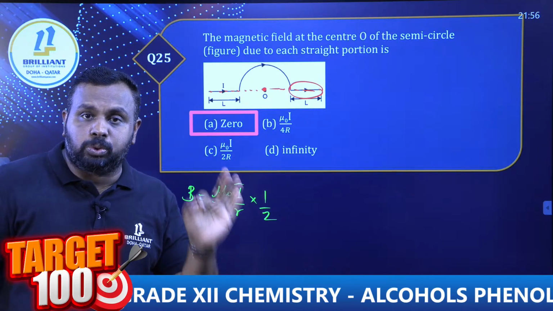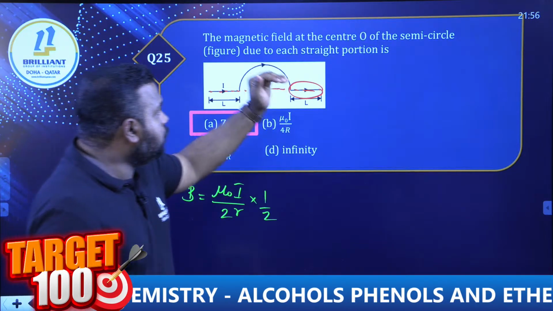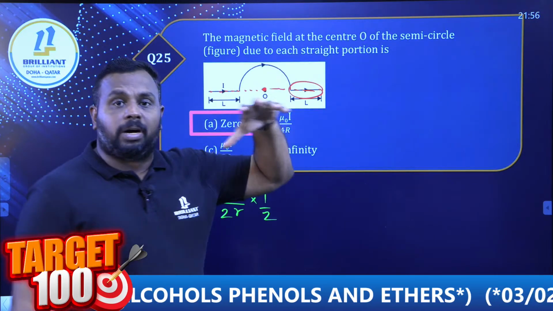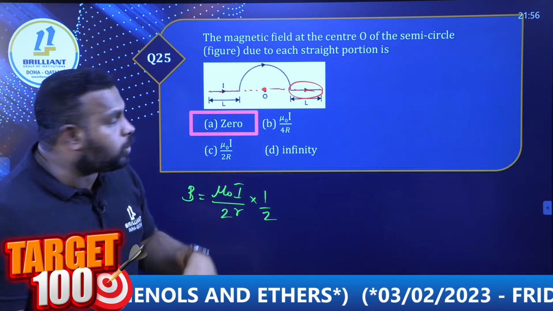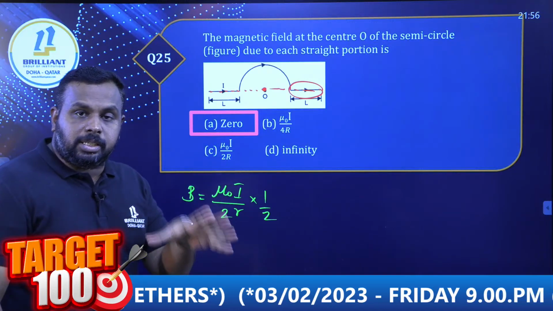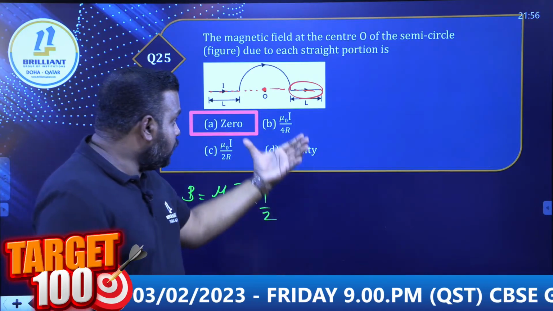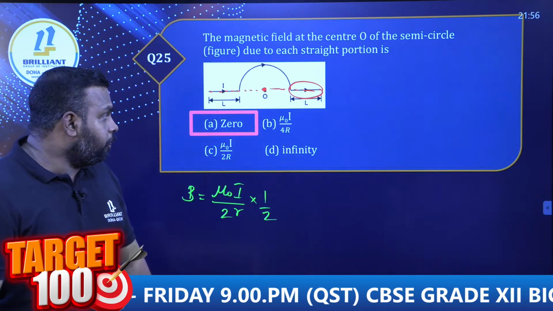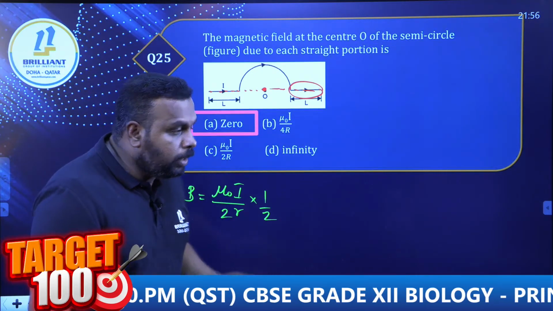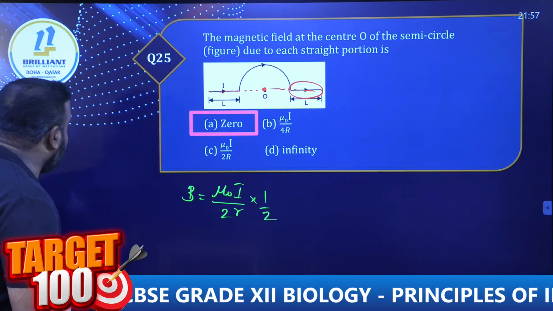So please don't be confused. Read the question carefully. In this question, they are asking due to straight part only, so the answer will be 0. But if the total magnetic field is asked, the answer will be option B, mu naught I by 4R. Is it okay? Yes. So I'm going to the next question now.